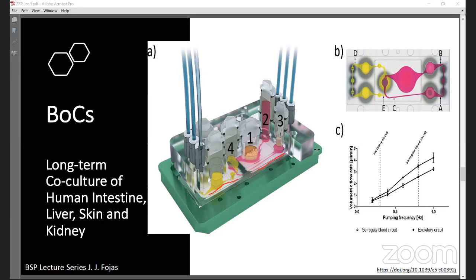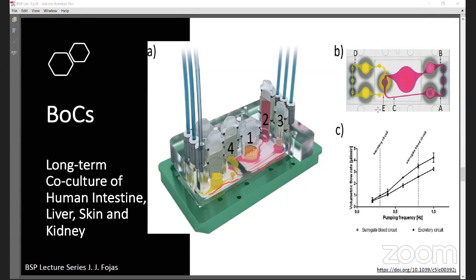Then if you look at image B, that shows you the result of their evaluation of fluid dynamics. So the top view of the 4-organ chip is also more layout here, easy to see, illustrating the positions of your 3 measuring spots as well, your A, B, and C in the surrogate blood circuit. And then you have 2 spots for your excretory circuit. That should be your D and your E, okay?